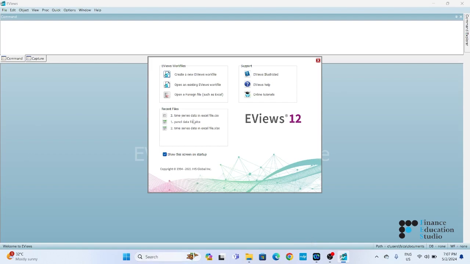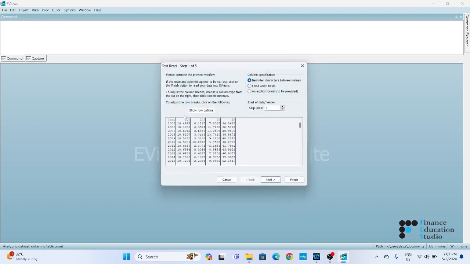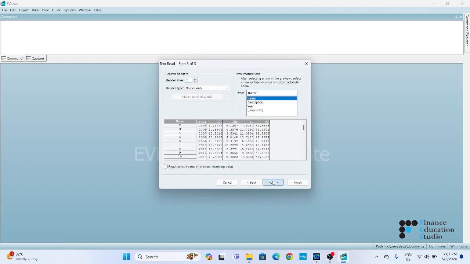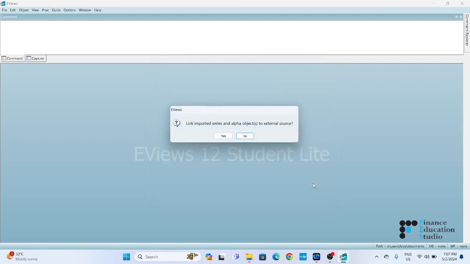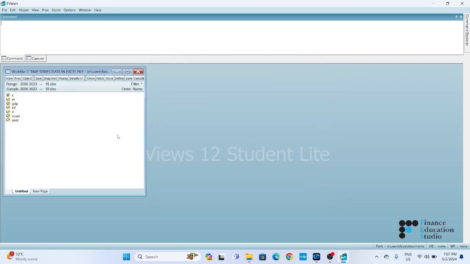Here in Eviews, I have loaded a data set which is actually time series data. As you can see, these are all the variables in our data set. There are a total of 19 observations from the time period 2005 to 2023. Now you need to select all these variables for which you want to run the OLS.